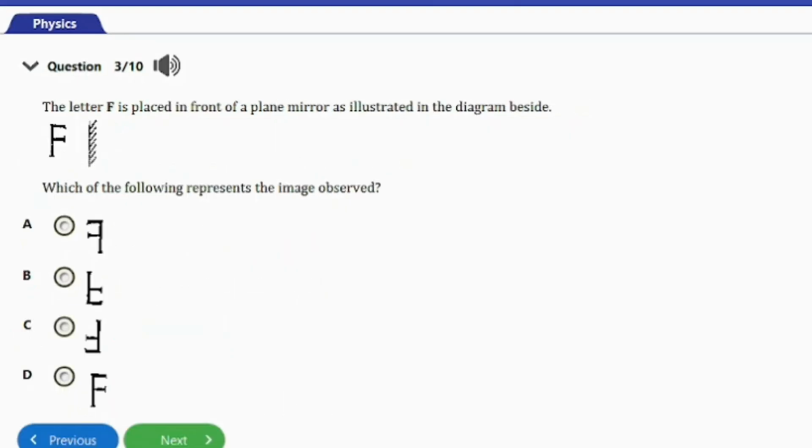So that's question number 3 here. It says, the letter F is placed in front of a plane mirror as illustrated in the diagram beside. Which of the following represents the image observed? So you see options A to F. So you'll notice that on the mirror, what you will see would look like the image in option A. And that's it for this question. So option A is the answer to this question. So let's go ahead and consider the next question, guys.